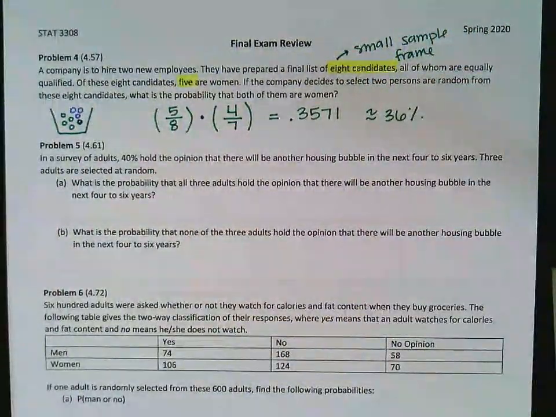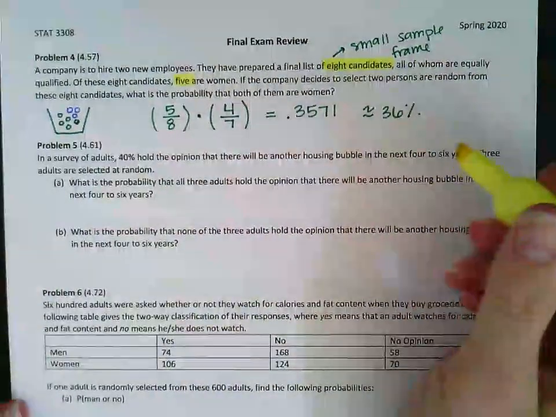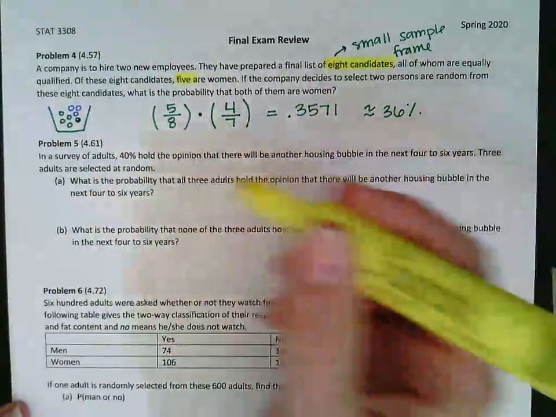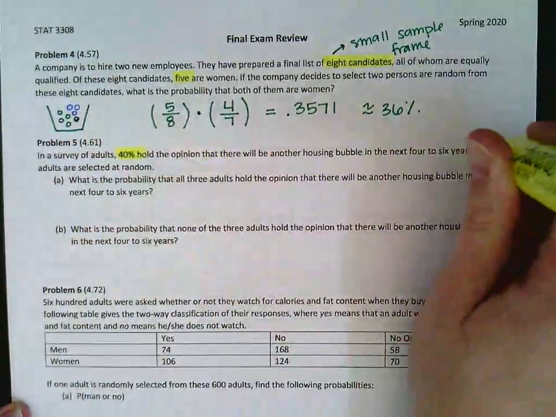Okay, let's look at problem number 5. On problem number 5, it says, in a survey of adults, 40% hold the opinion that there will be another housing bubble in the next 4 to 6 years. 3 adults are selected at random. So 40% have this opinion. We are going to select 3.